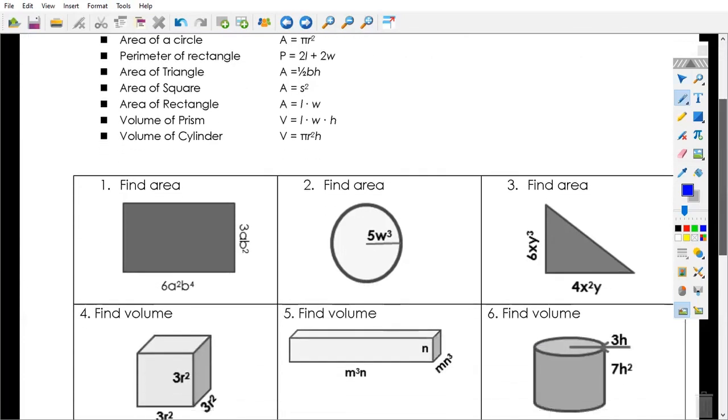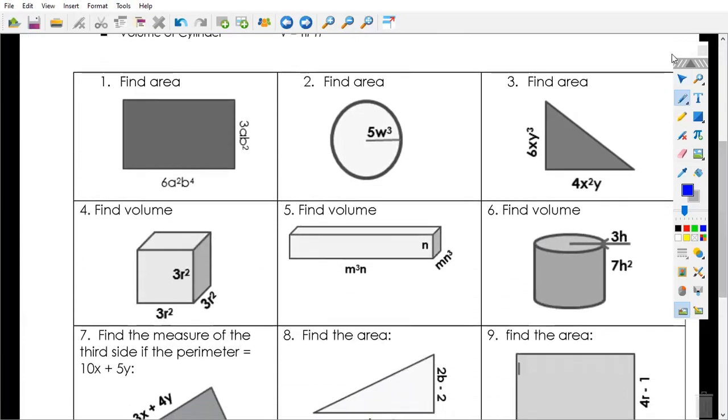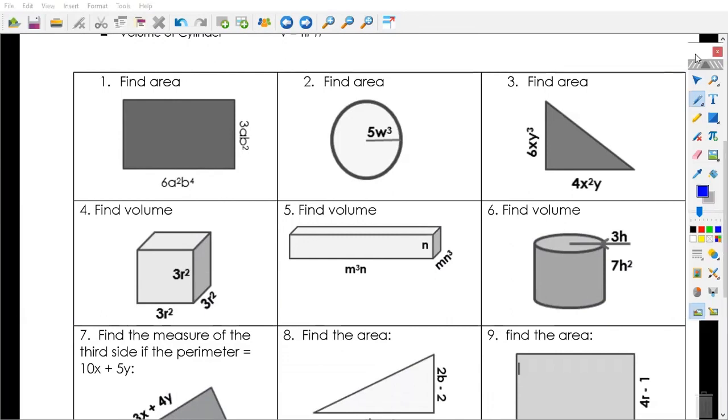So, first example. Because there's an infinite amount of shapes, we can only do so many examples together. Do we know which one they're going to give us on the test? No, we don't. So I did as many as possible, pretty much.